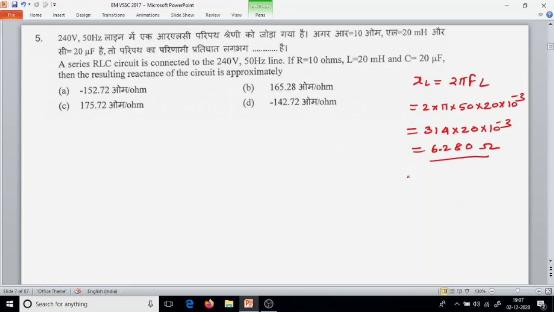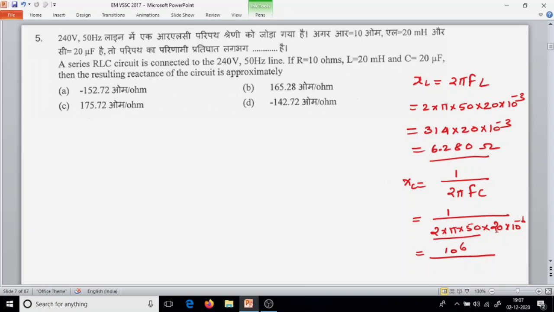Now we'll find out what is Xc. Xc equal to 1 by 2 pi Fc. It's a capacitive reactance. So 1 divided by 2 pi into frequency, which is 50, and what is the capacitance he has given? He has given 20 microfarad, 10 to the power minus 6. Now this becomes 314. That is 1, 10 to the power 6 will go up.